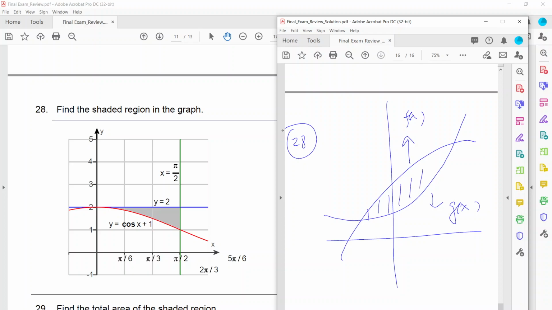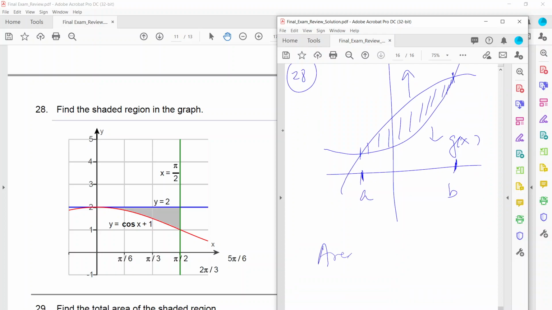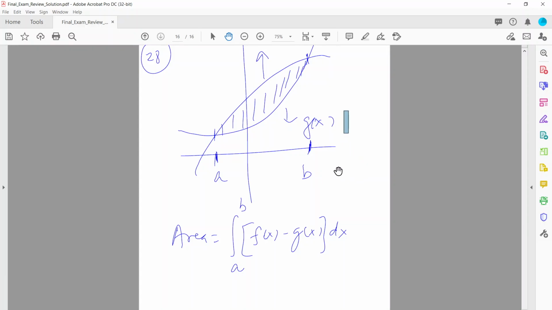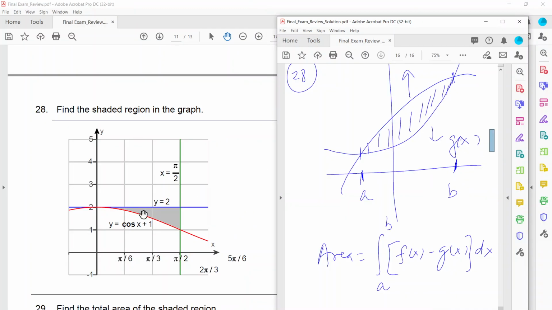Now we want to find out the area bounded by these two curves from a to b. Then the formula for that one is the integral from a to b of f of x minus g of x. Remember, this f of x should be greater than g of x. So if we try to use this idea here, our f of x would be 2, and our g of x equals cosine x plus 1.